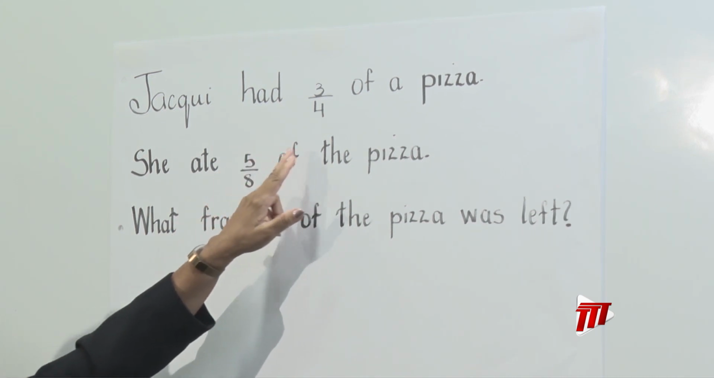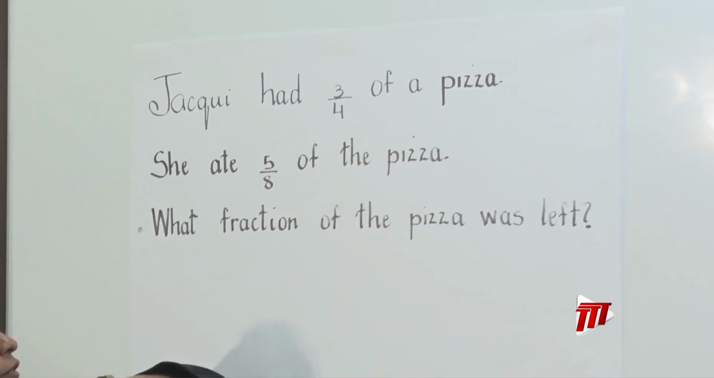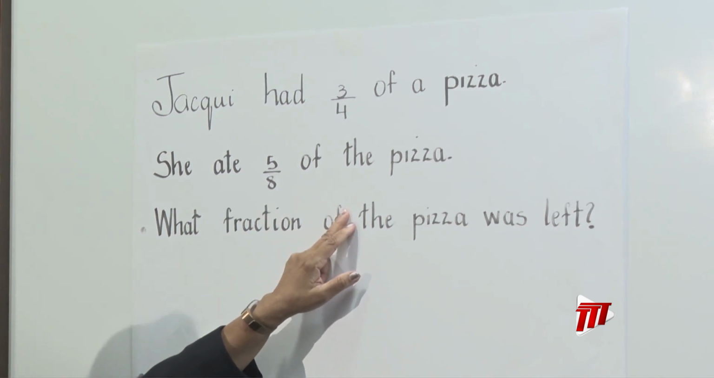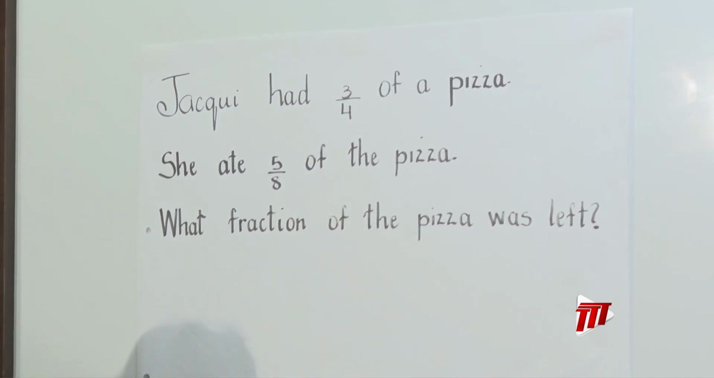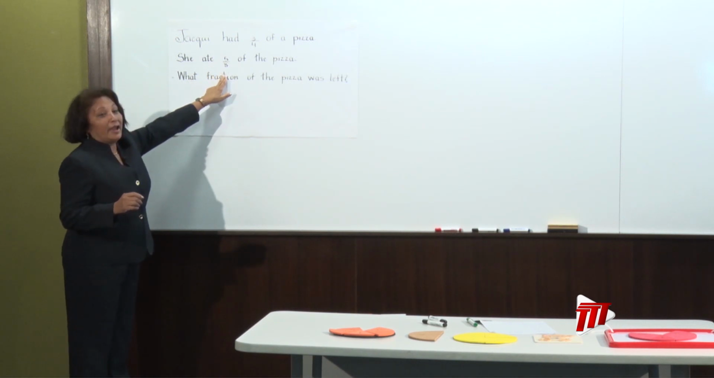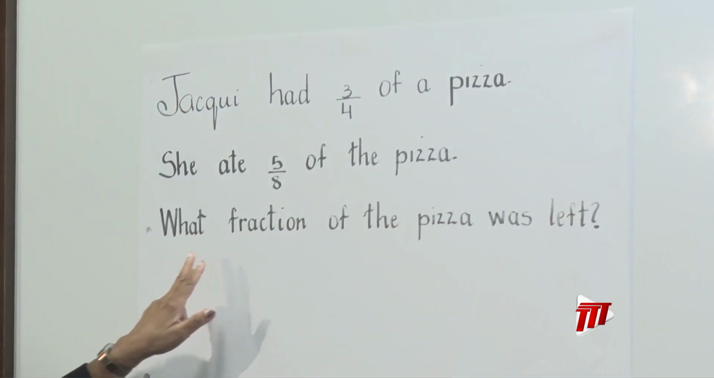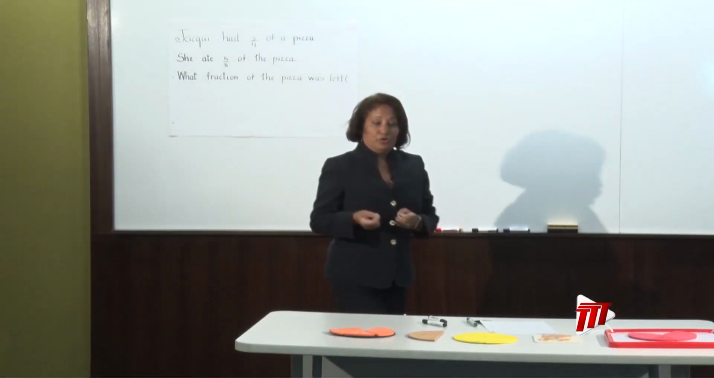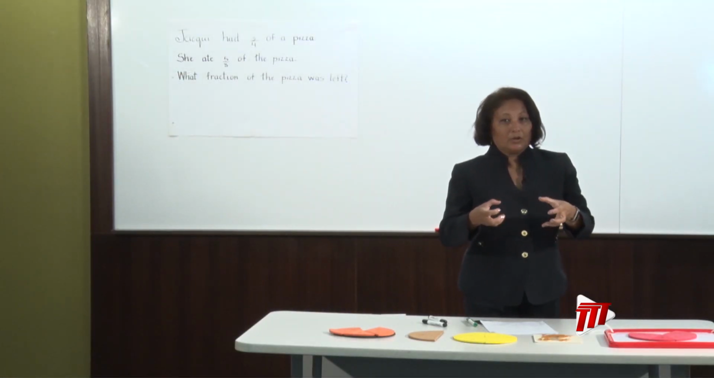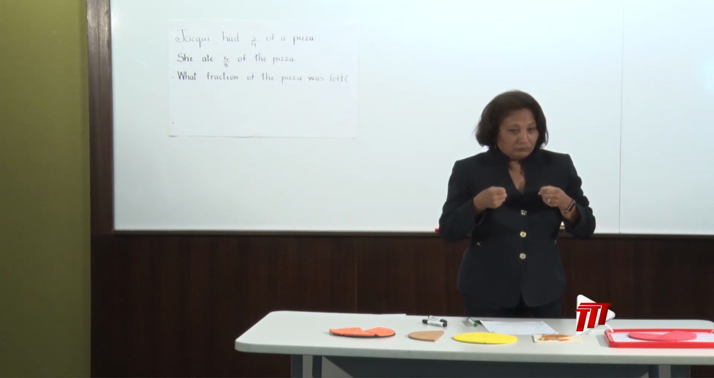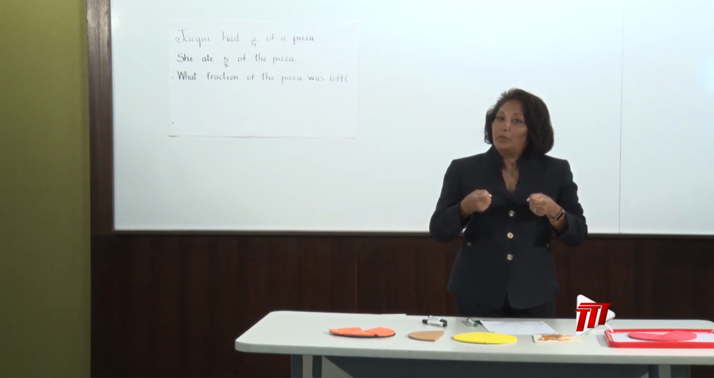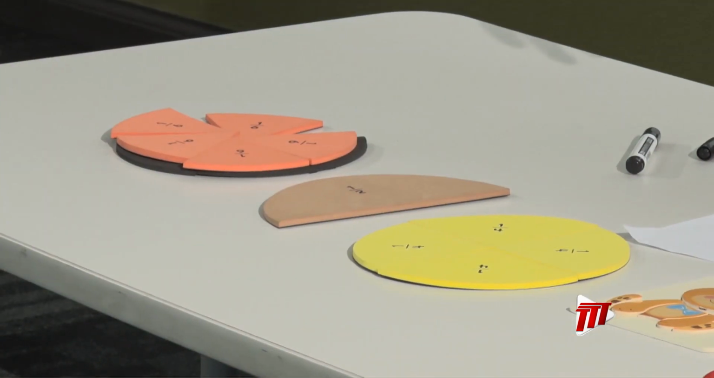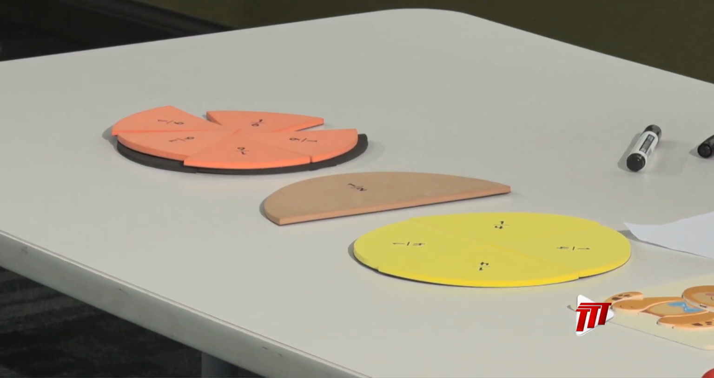Jackie had 3/4 of a pizza. She ate 5/8 of the pizza. So she started off with 3/4, and she ate 5/8. What fraction of the pizza was left? So you have a pizza. You eat some. What do you expect to remain with? Do you expect to remain with more than you started or less than you started? Obviously, you're going to remain with less.